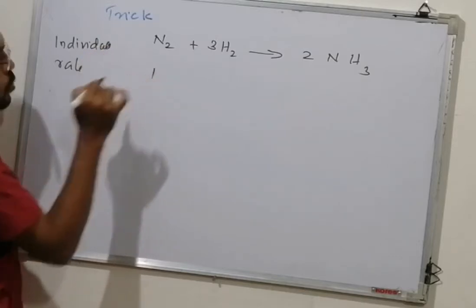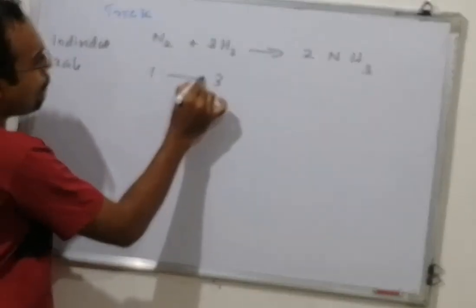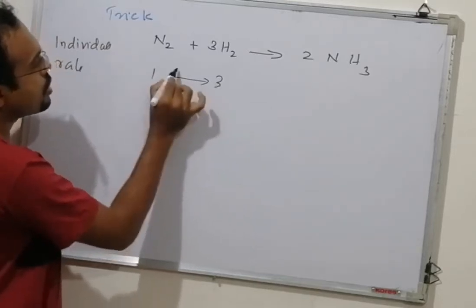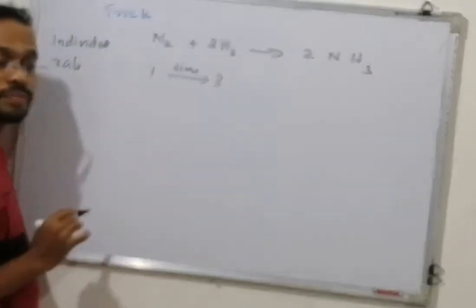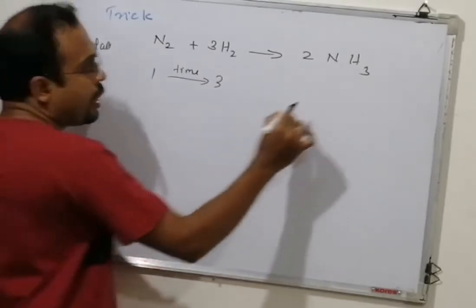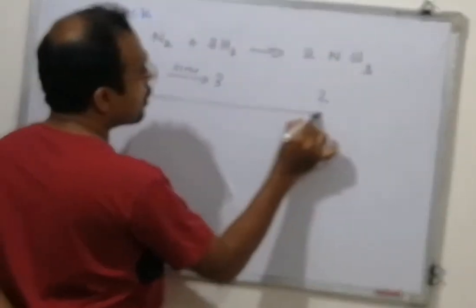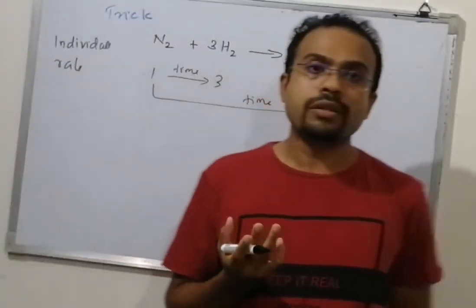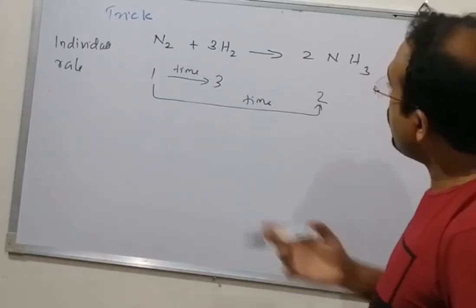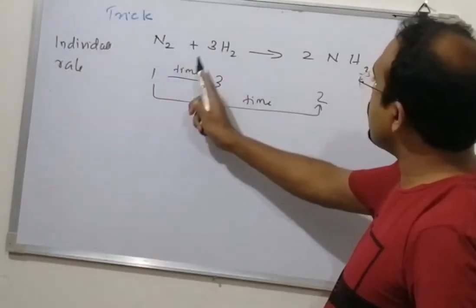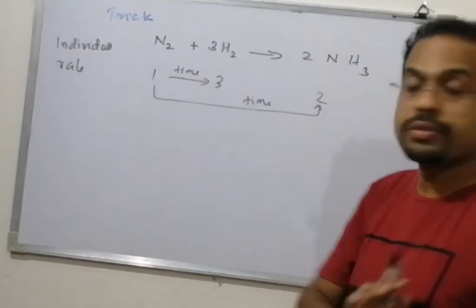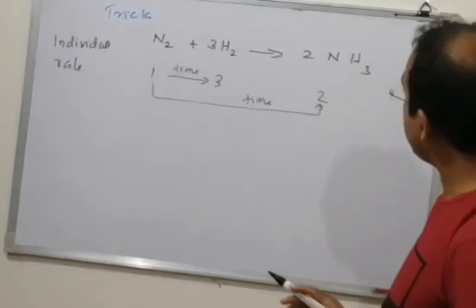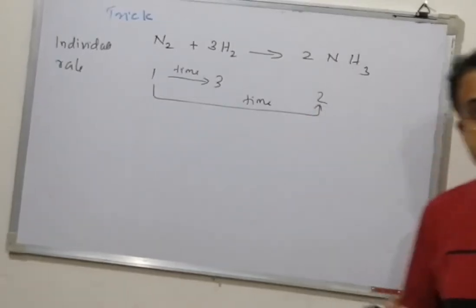Rate. Suppose it is 3. As compared, please remember, as compared to nitrogen, the rate of change of hydrogen is 3 times greater. When you compare with nitrogen, the rate of change of hydrogen is 3 times its value. When you compare with nitrogen, the rate of formation of ammonia is 2 times.